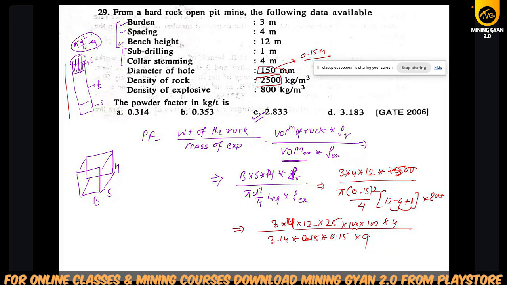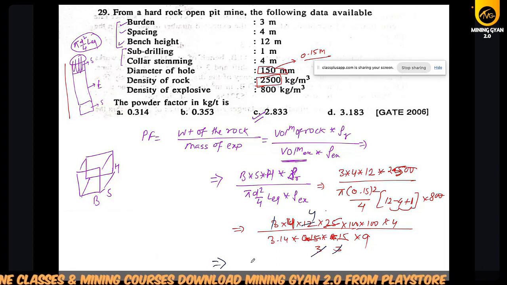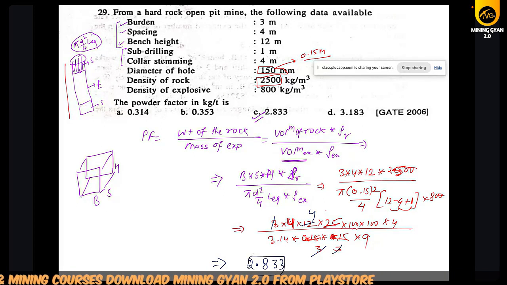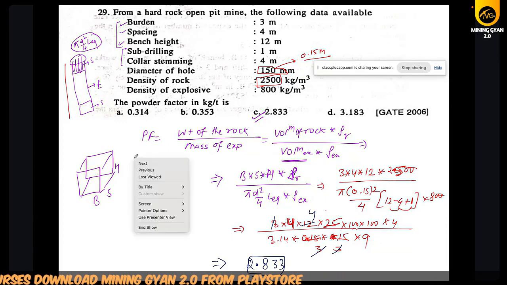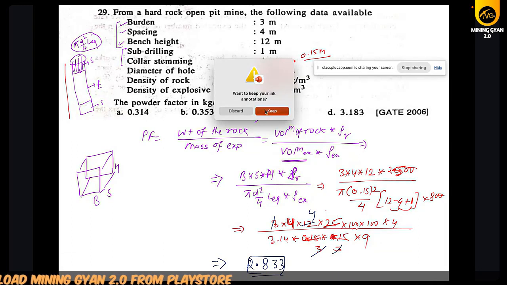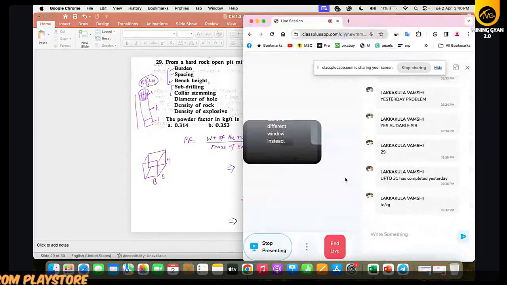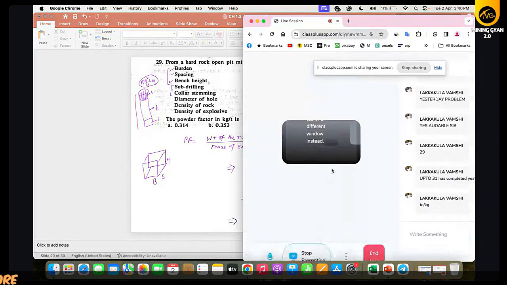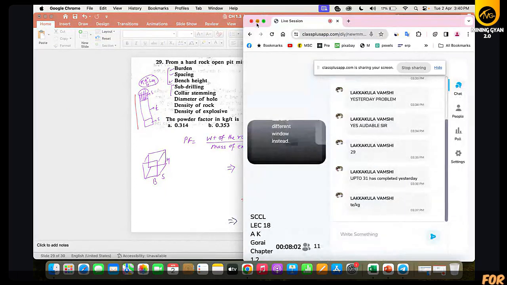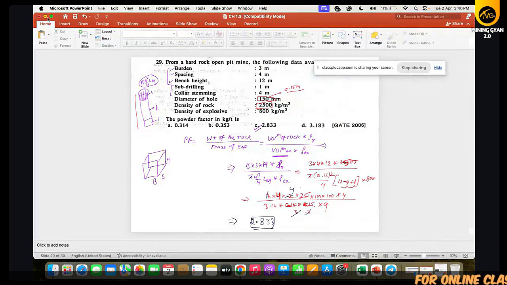So it is done. 5353 and 323, 34, and after multiplication and division, you will get 32.833 as your answer. Please comment if you still have a doubt, because we have to discuss more questions. Yes, audible. 29 up to 31 was completed yesterday. Okay, so this was the solution of yesterday's class.